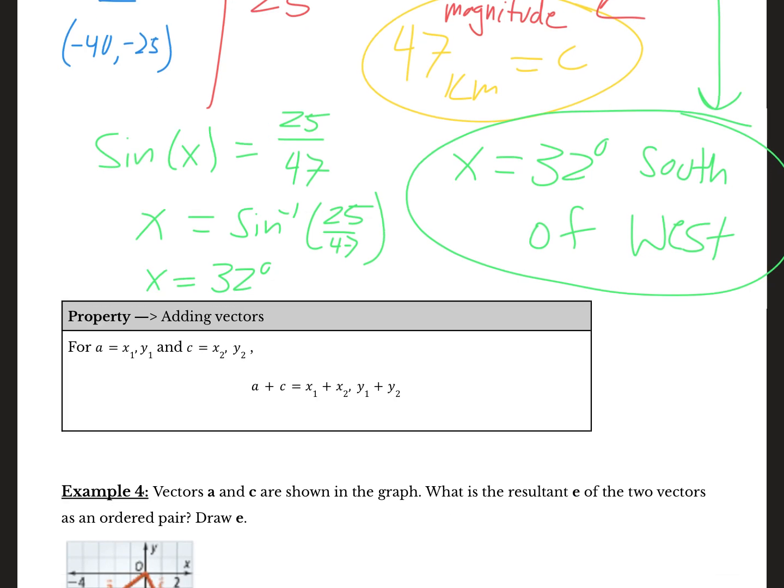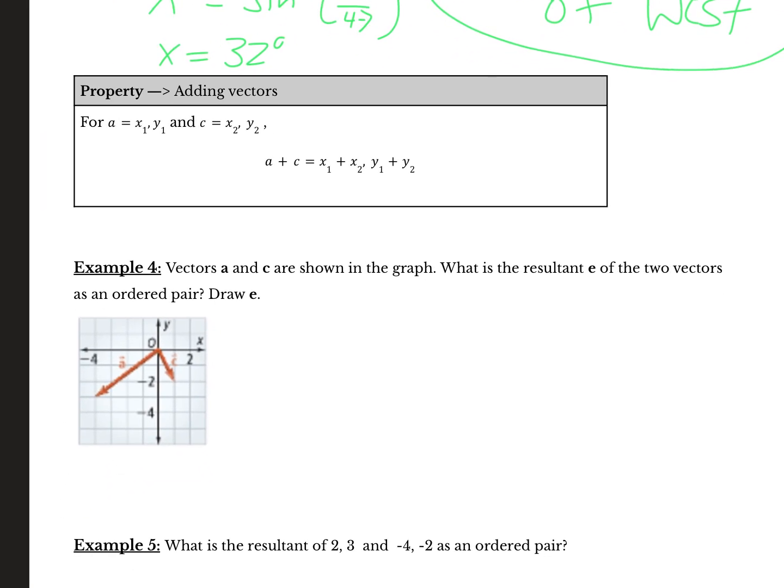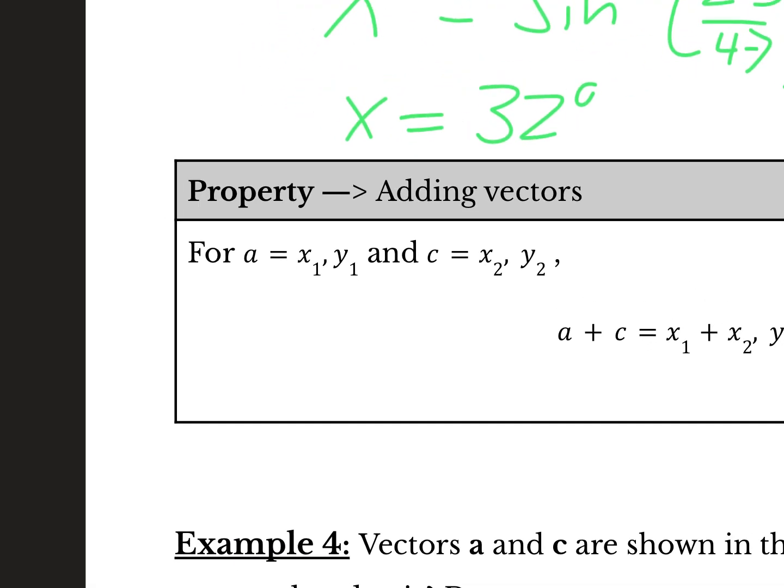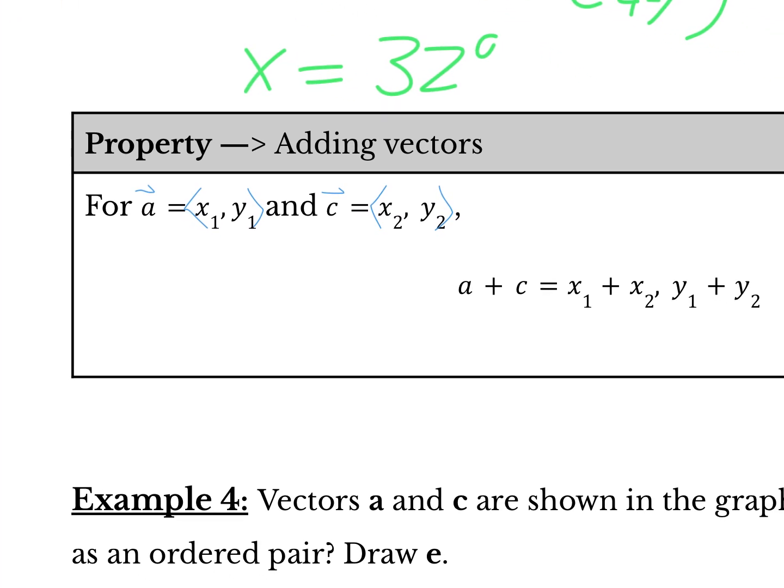Okay, and then this leads us to the last part of the section, which is how we add vectors. So again, just some notation that we want to label out. We're talking about two vectors, vector A and vector C. And I'm using x and y to represent the numbers within the coordinates of these vectors. So I'll use the arrow parentheses.